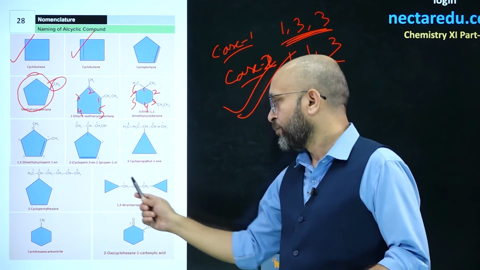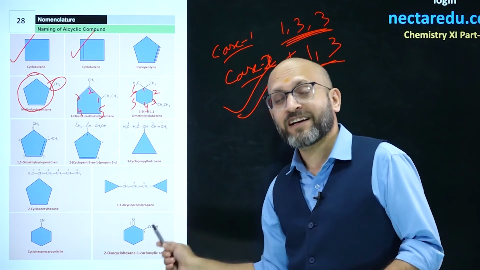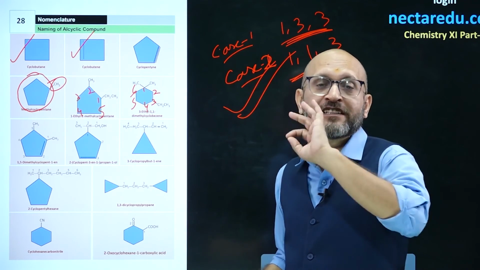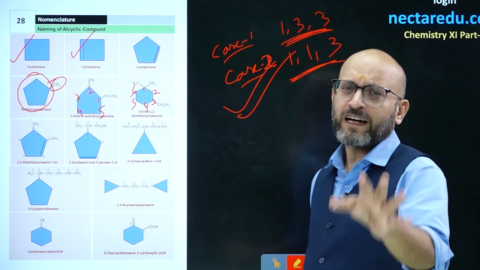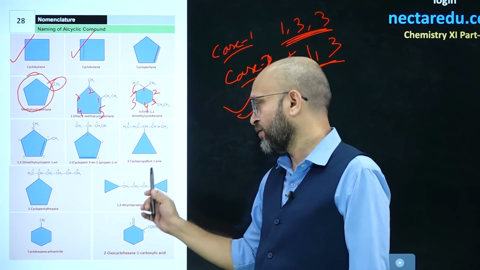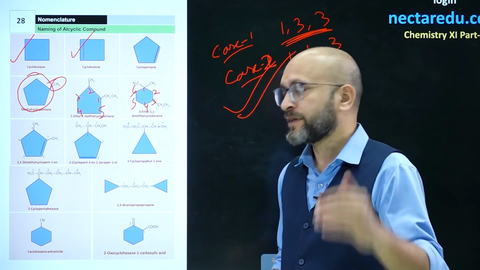Here you have more than one ring, then the open chain is always the main chain. It does not matter how many atoms are there in the open chain. Open chain is always the main chain when more than one ring is present.